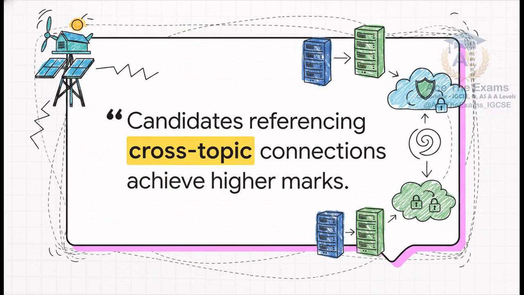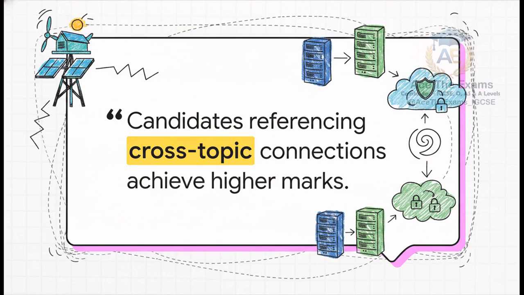And here is a massive, game-changing insight pulled directly from the Cambridge Principal Examiner reports. They explicitly state, candidates referencing cross-topic connections achieve significantly higher marks. Let that sink in. This is your absolute secret weapon. When you're writing about environmental monitoring, do not just stay isolated in the Section 3.1 bubble. Examiners love it. I mean, they absolutely eat it up when you show the bigger picture.